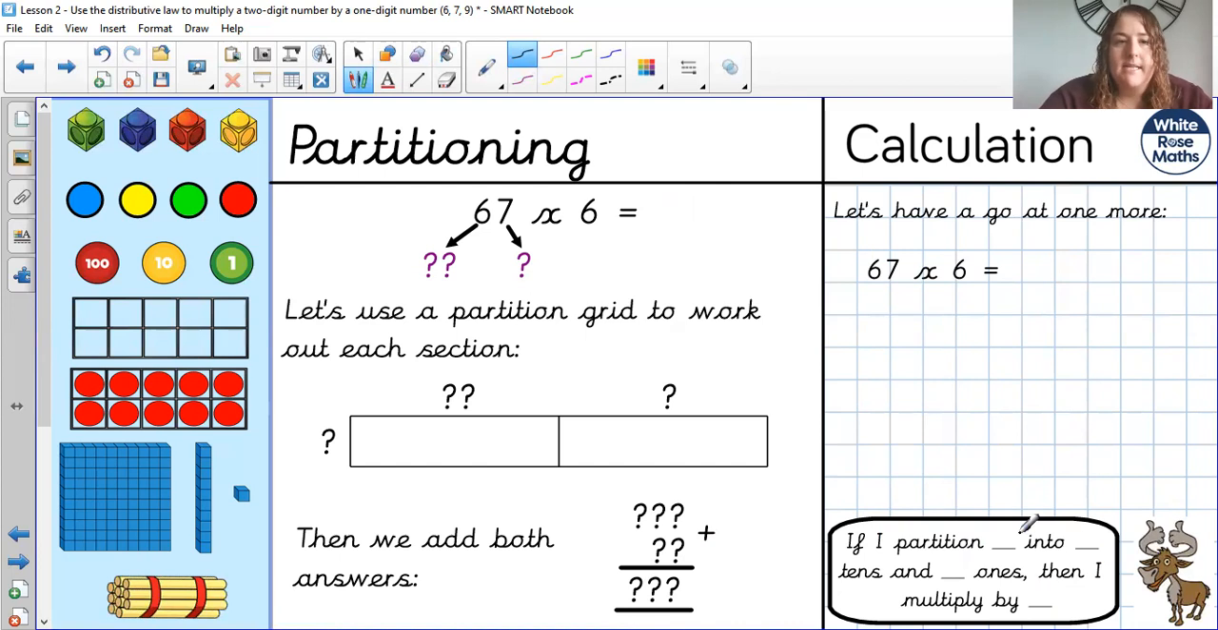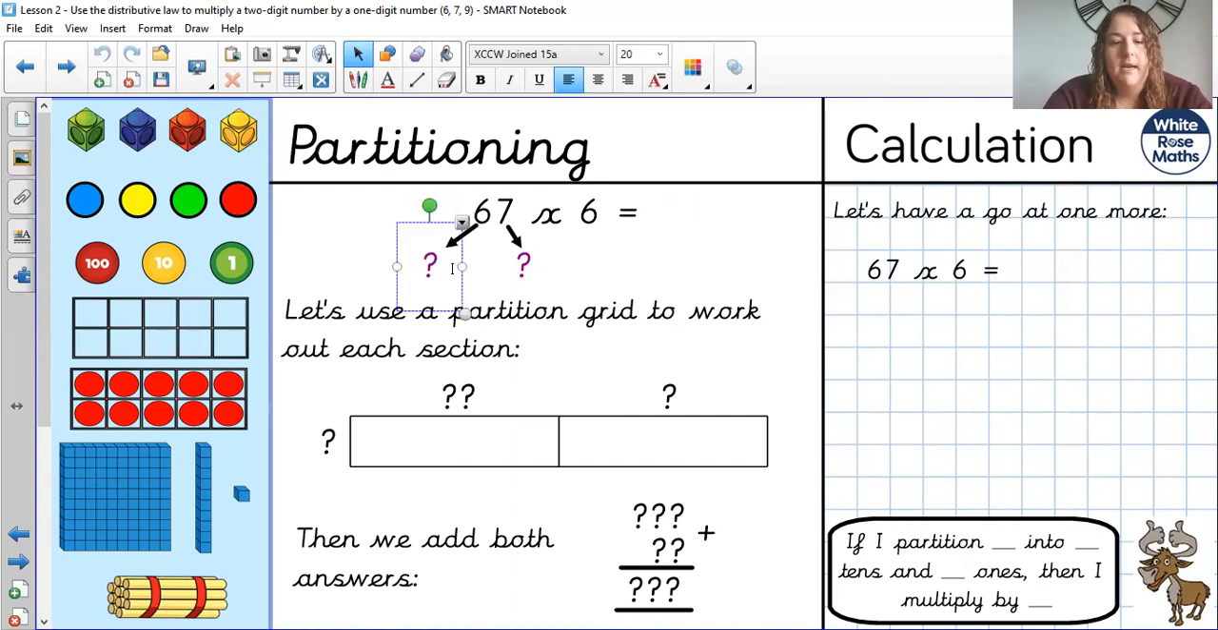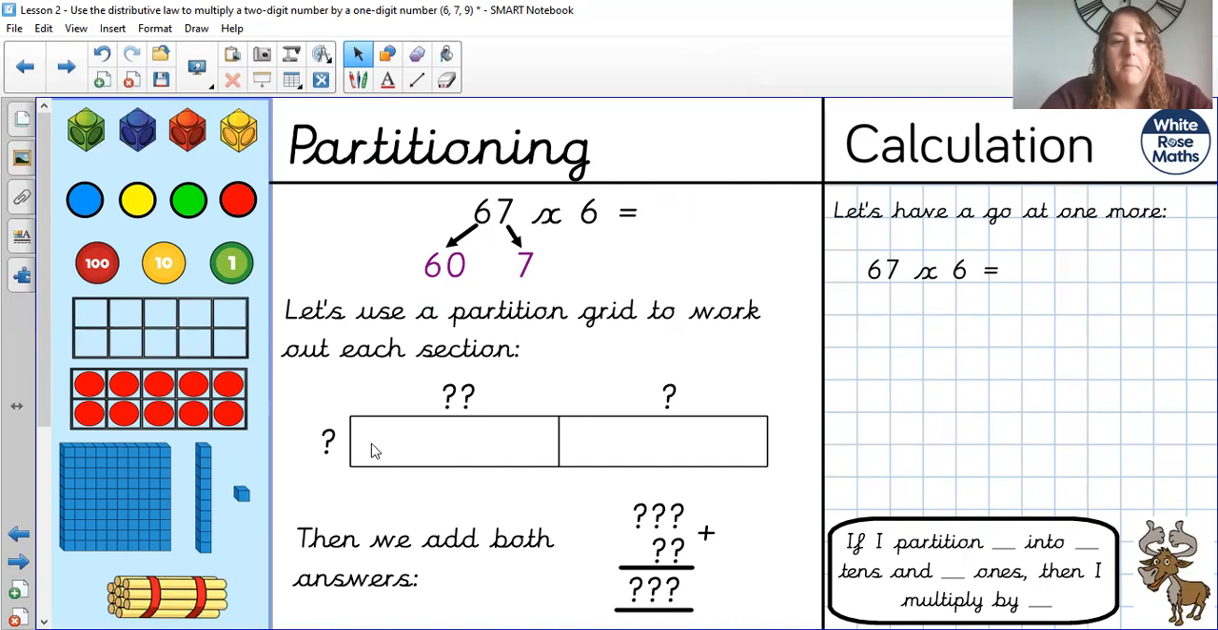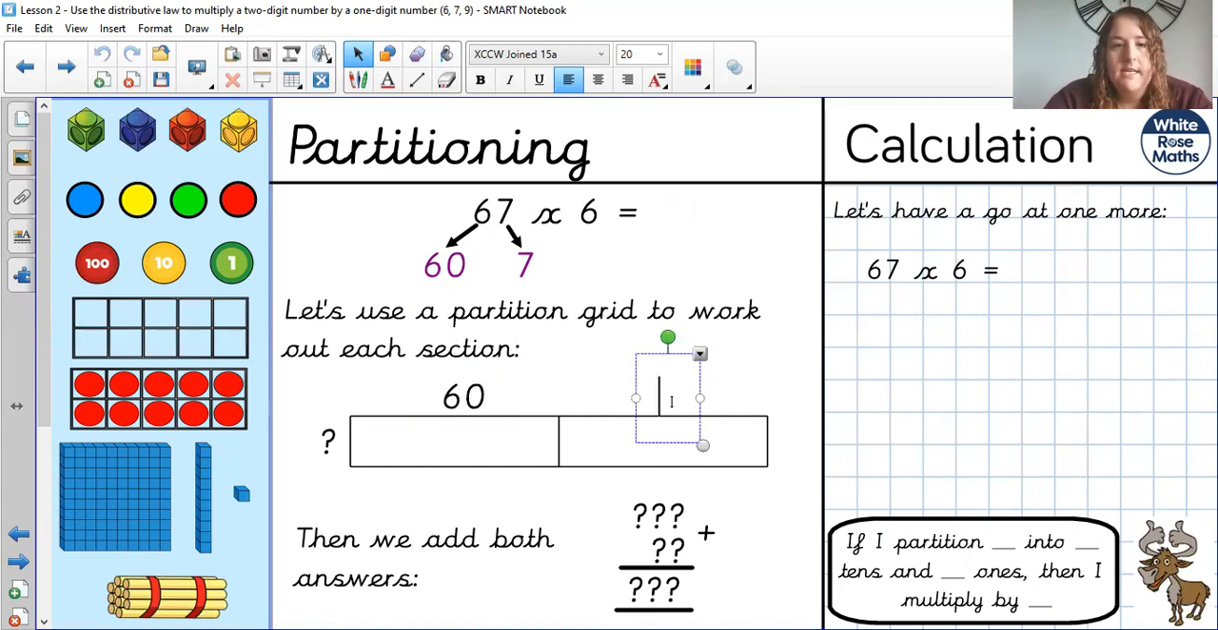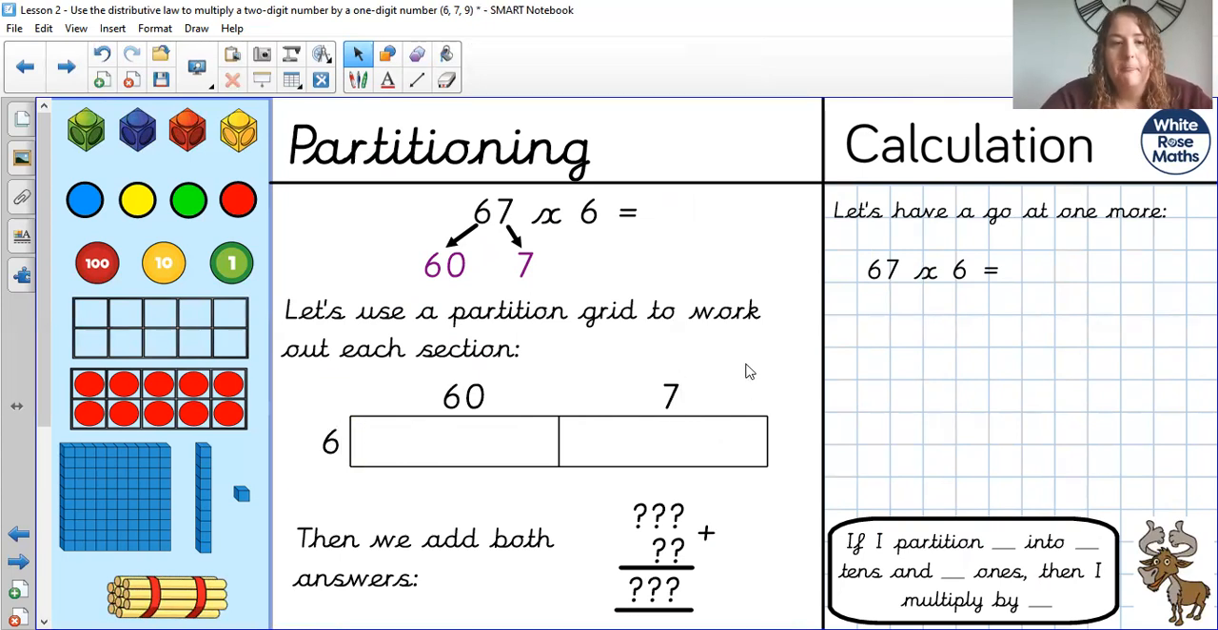67 times by 6. What do I partition 67 into? I'm going to have 60 and 7. And then I need to put them onto the partitioning grid. So I'm going to start with my 60 on this side, my 7 on this side, and I'm multiplying everything by 6 on that side. Okay, and then we can start working it out.